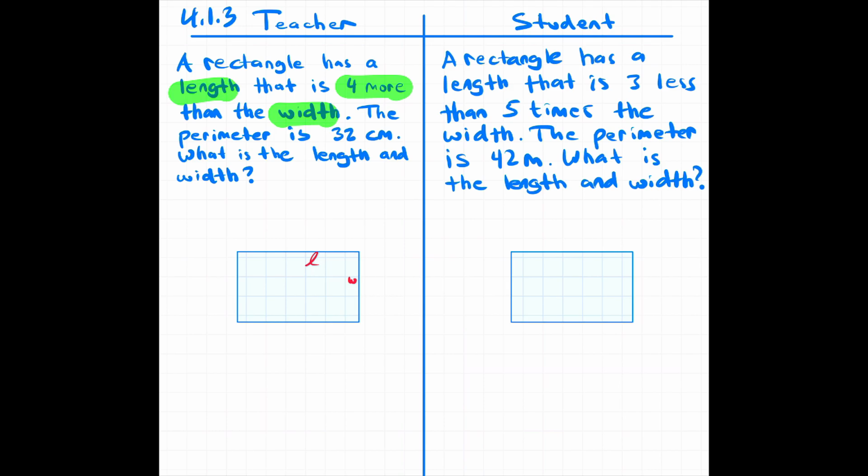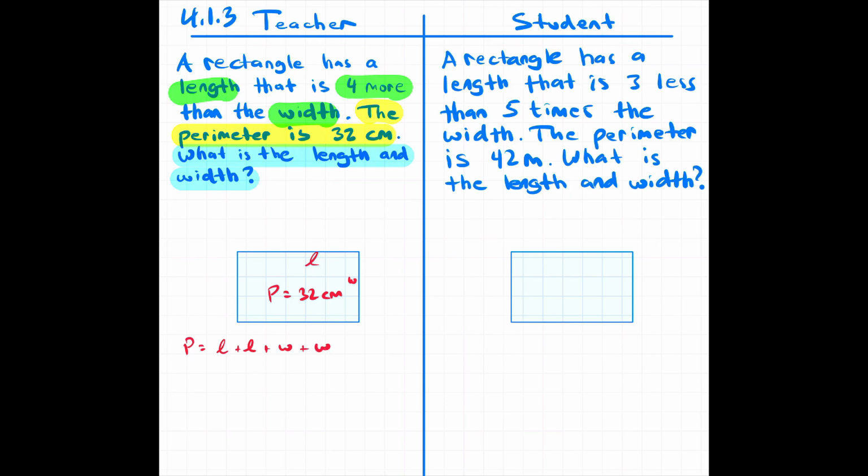It says the perimeter is 32. So the perimeter, remember, is the distance all the way around this thing. So I've also got this information. The perimeter is 32. Don't forget we have units right now as well. And the question is asking us what is the length and what is the width. Okay, so remember that perimeter is going to equal sort of length plus width plus width.